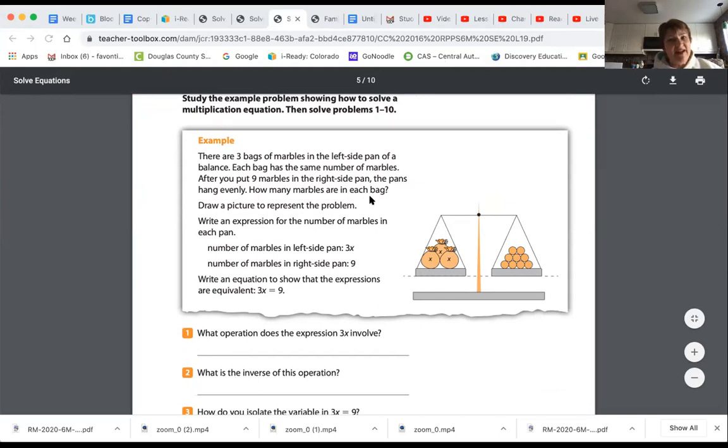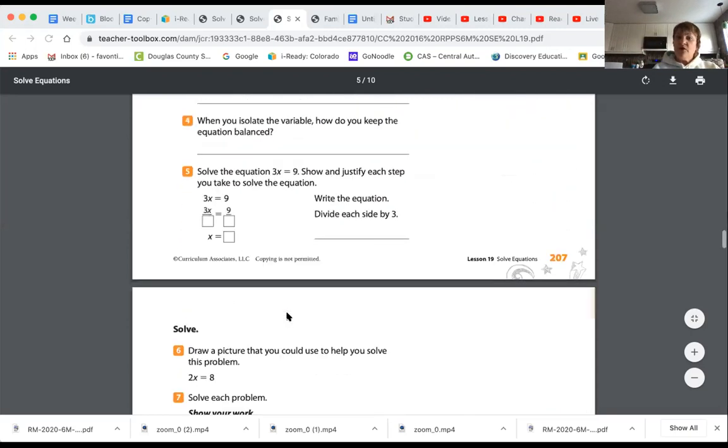Bet you are already ahead of me. Write an expression for the number of marbles in each pan. Number of marbles in the left side is 3x. Number of marbles on the right side is 9. Write an equation to show that the expressions are equivalent. 3x equals 9. You want to isolate that variable. Looks like multiplication. Looks like you're going to be dividing that by 3, both sides. I think you already know x equals 3. So go for those problems.